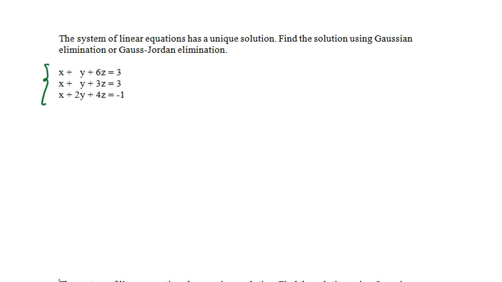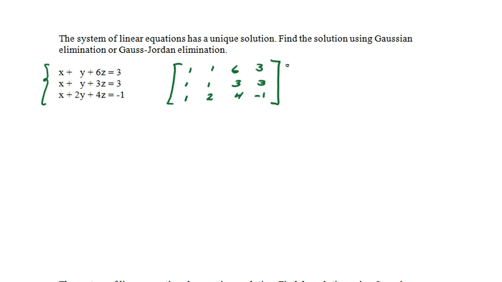This system of linear equations has a unique solution. We're going to find the solutions using Gaussian elimination and Gauss-Jordan elimination. First of all, we will start by writing the augmented matrix: 1, 1, 6, 3; 1, 1, 3, 3; 1, 2, 4, -1.